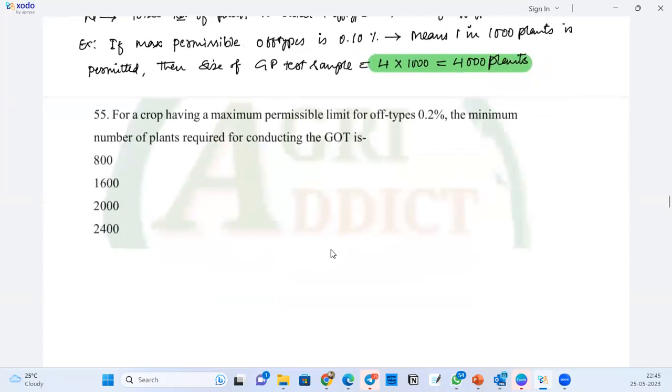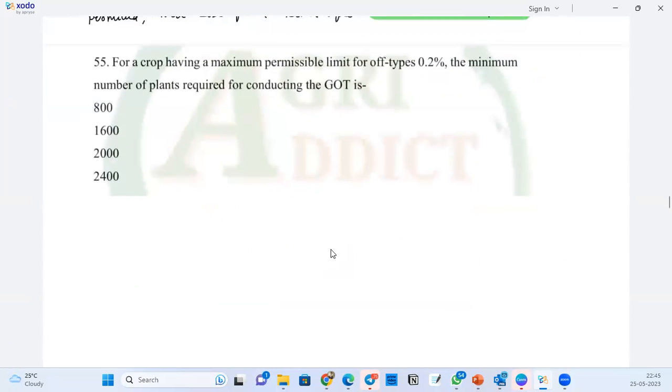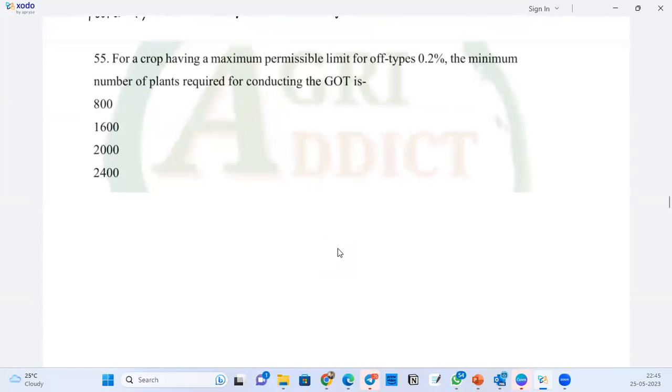Okay, so this was a question asked in, I think, the 2022 paper. So just take your time and try to answer this question. Meanwhile, I will be back.